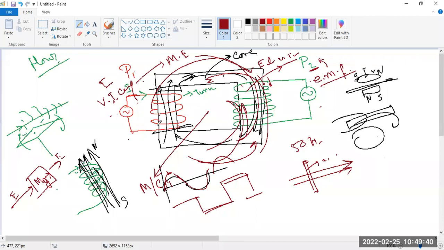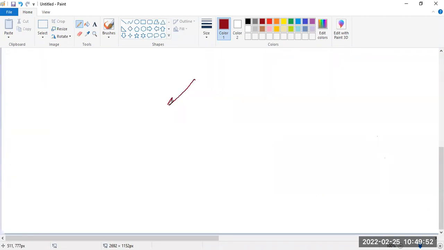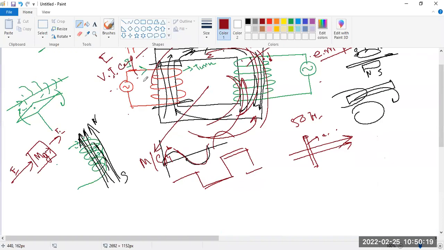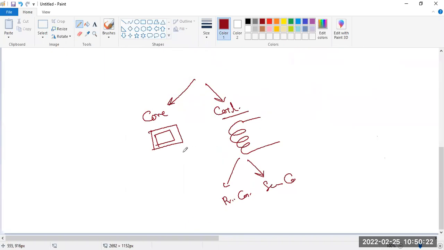Look, this portion, the number of turns, is called the coil, and this is the core. So a transformer generally has two parts. One is the core, made of ferromagnetic material, and the other is the coil. The coil is generally made of copper. There are two coils: first the primary coil, and second the secondary coil. You can see this is the primary coil, this is the secondary coil, and the coil and core are insulated.